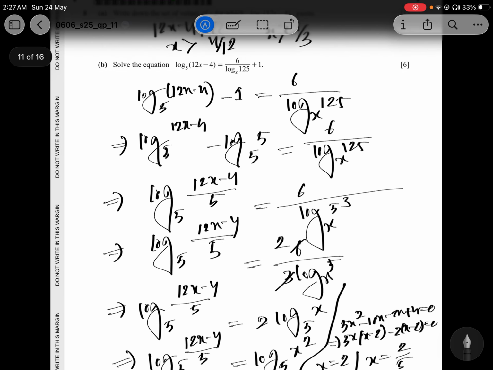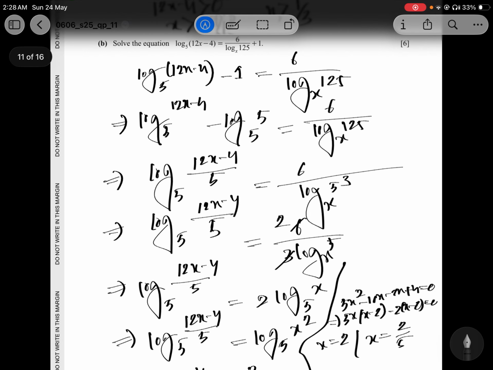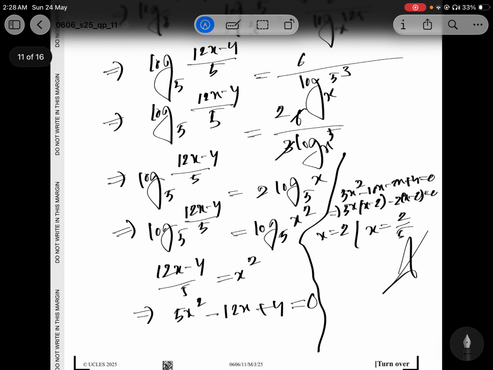On the left hand side, 12x, 12 times 2 is 24 minus 4, good, over 5. So 24 over 5 means 4.8 minus 4. Yeah, both are correct. I mean, both are correct.